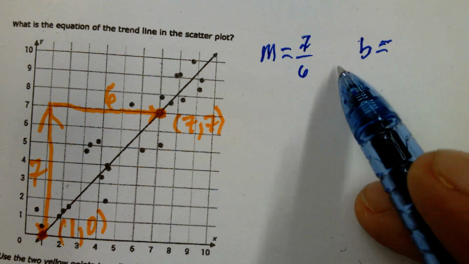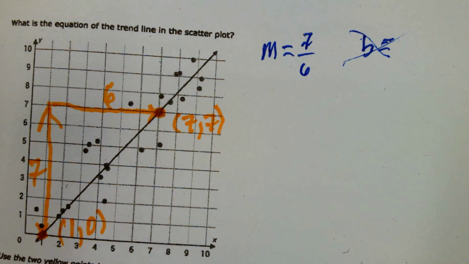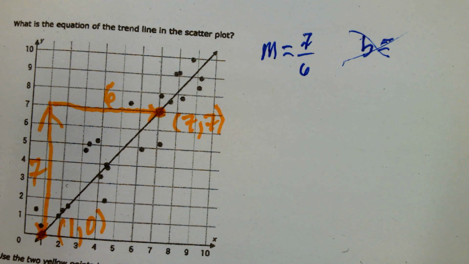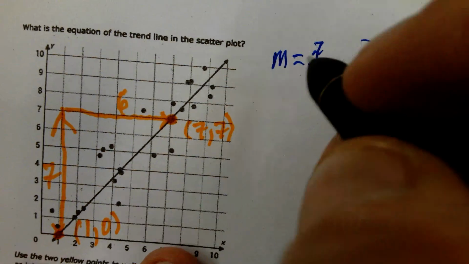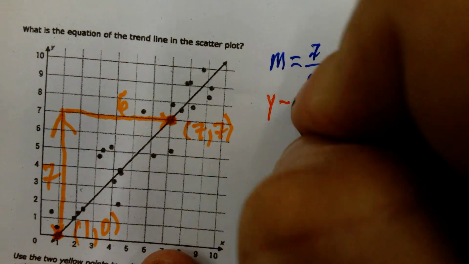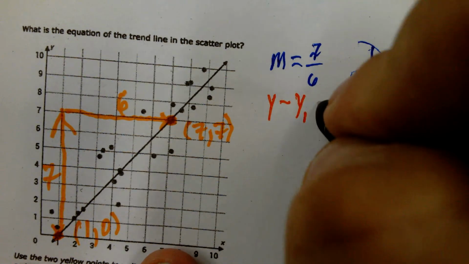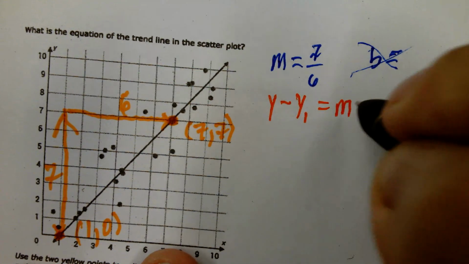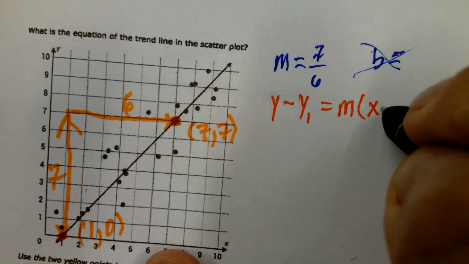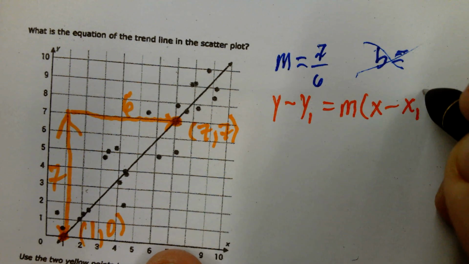So the b we can't find at the moment. So what we're going to do is use point-slope form. Write this down. Y minus y1 equals m parentheses x minus x1.